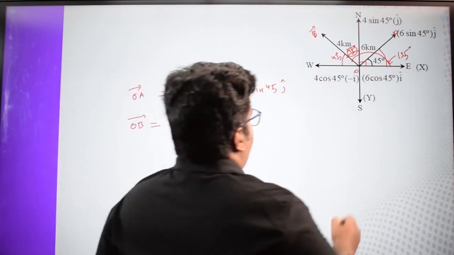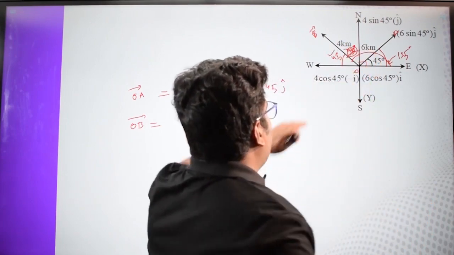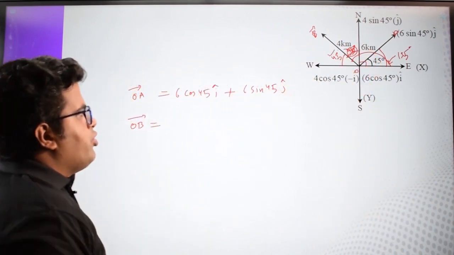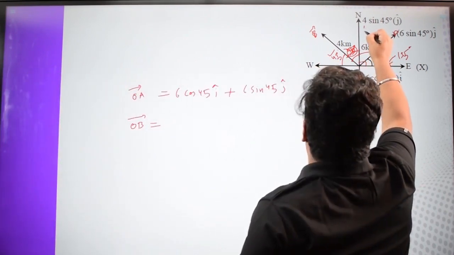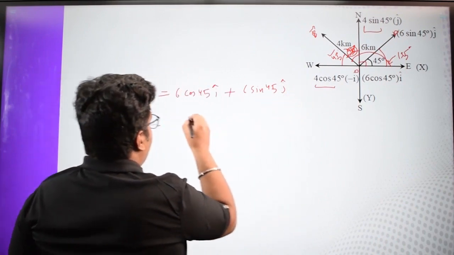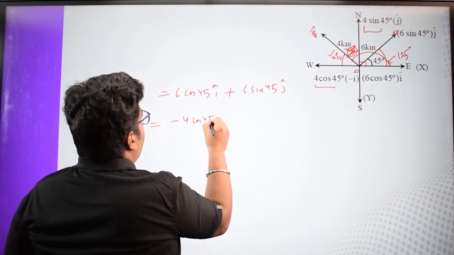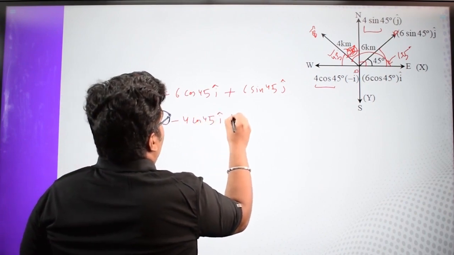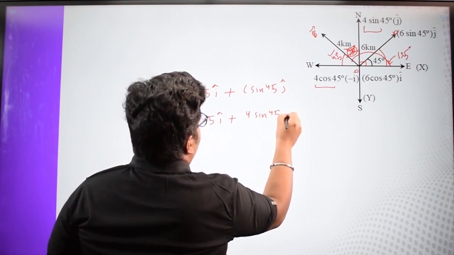So let's say we are taking this one as your 45 degree, right? So the component of 4 along the x-axis will be the cos component, and the component along the y-axis is going to be your sin component, right? So the OB vector will be basically what? It will be minus 4 cos 45 i cap and plus 4 sin 45 j cap, right?